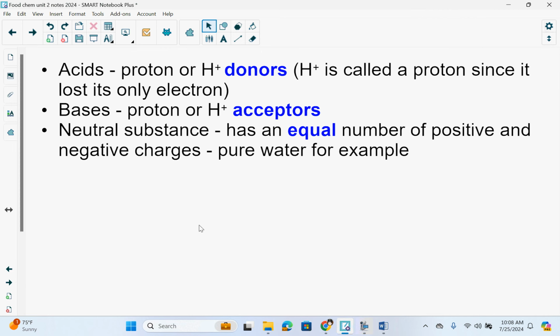Acids. These are defined as proton or H plus donors. H plus is called a proton since it lost its only electron. Bases are proton or H plus acceptors. Neutral substances have an equal number of positive and negative charges, pure water as an example.